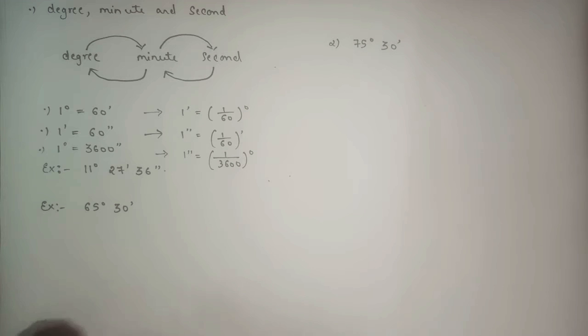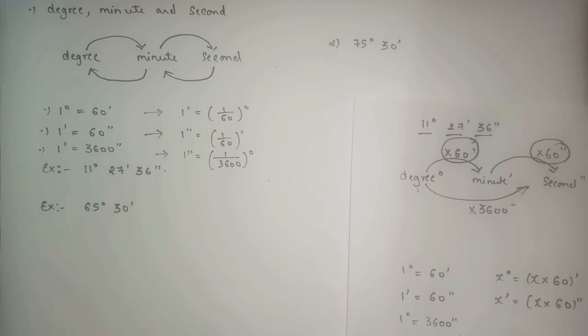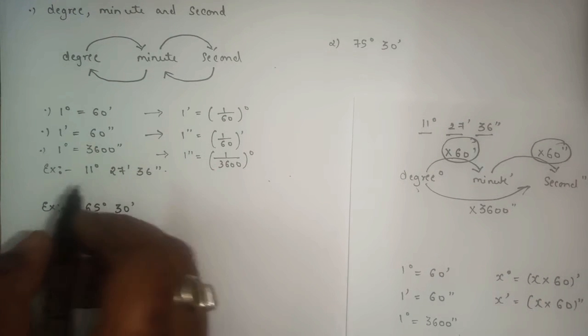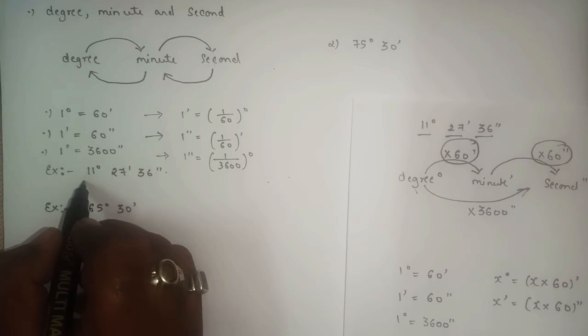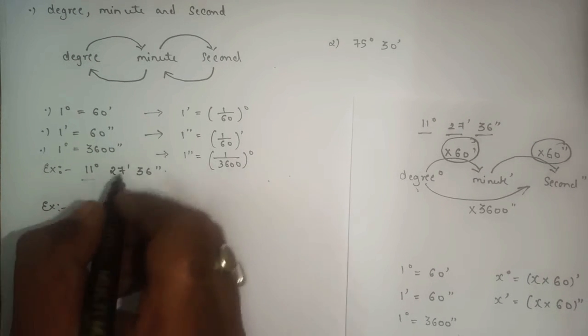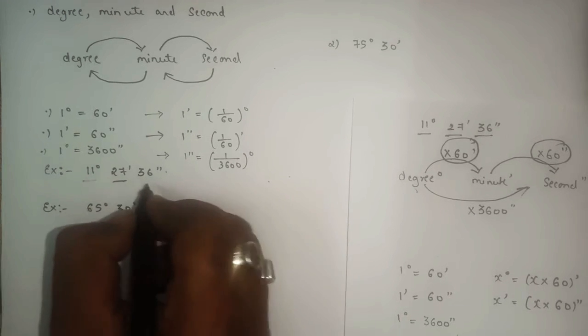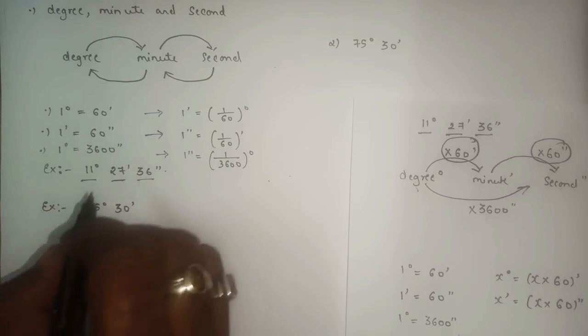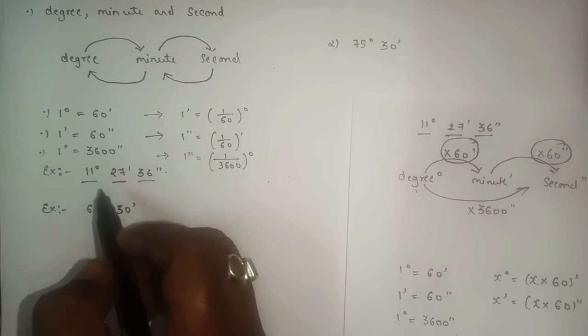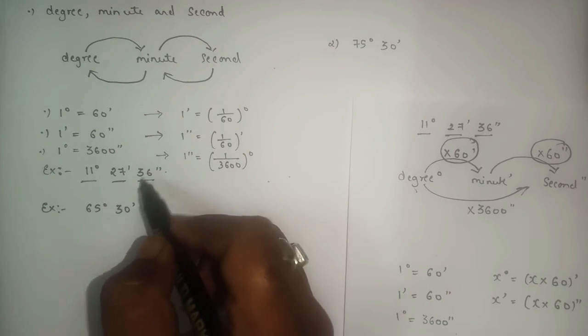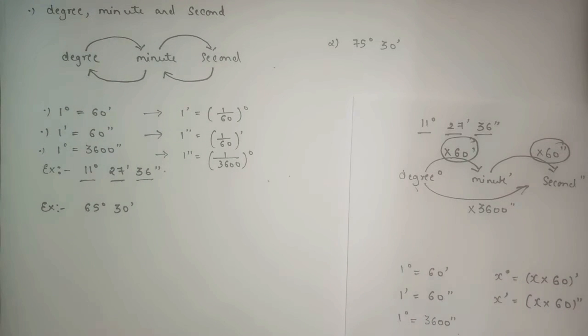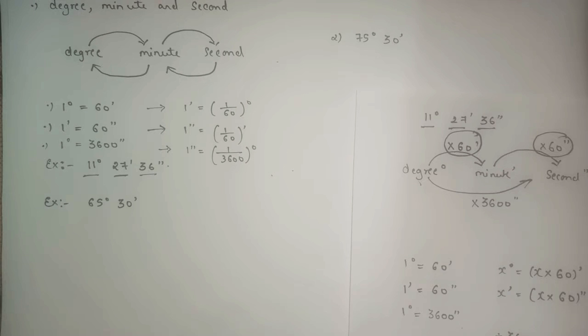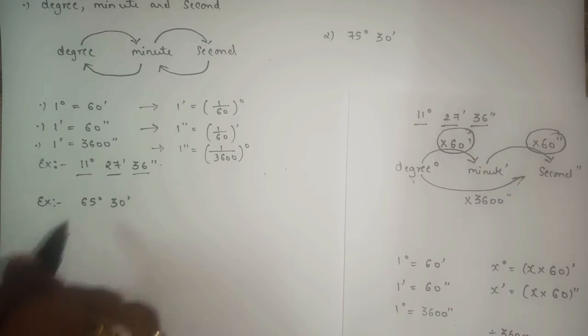Okay, so now we'll take a few examples here, as we know how to read this number. The first one is in degree, the second one is in minute, and the third one is in second. So we read it as 11 degree, 27 minute, and 36 second. Now here we'll see the conversion.